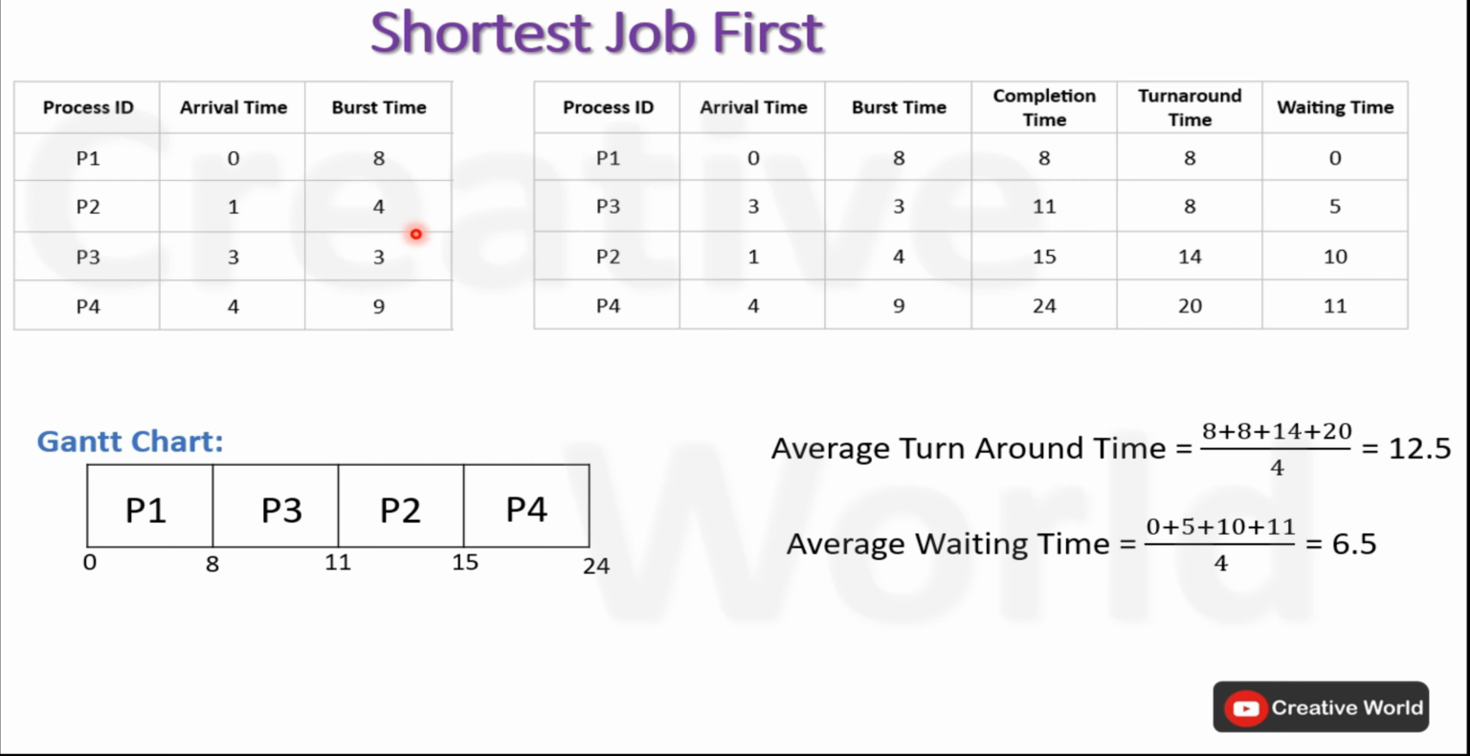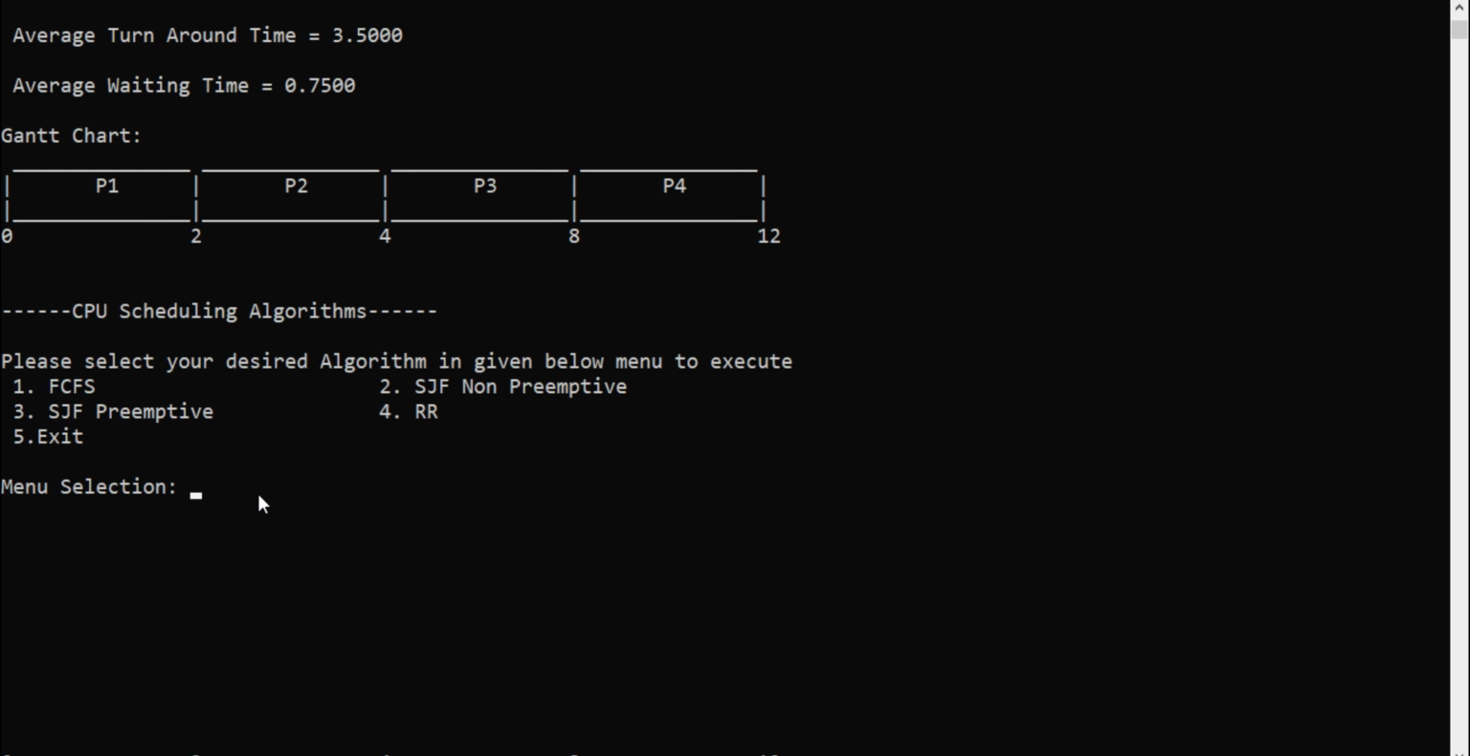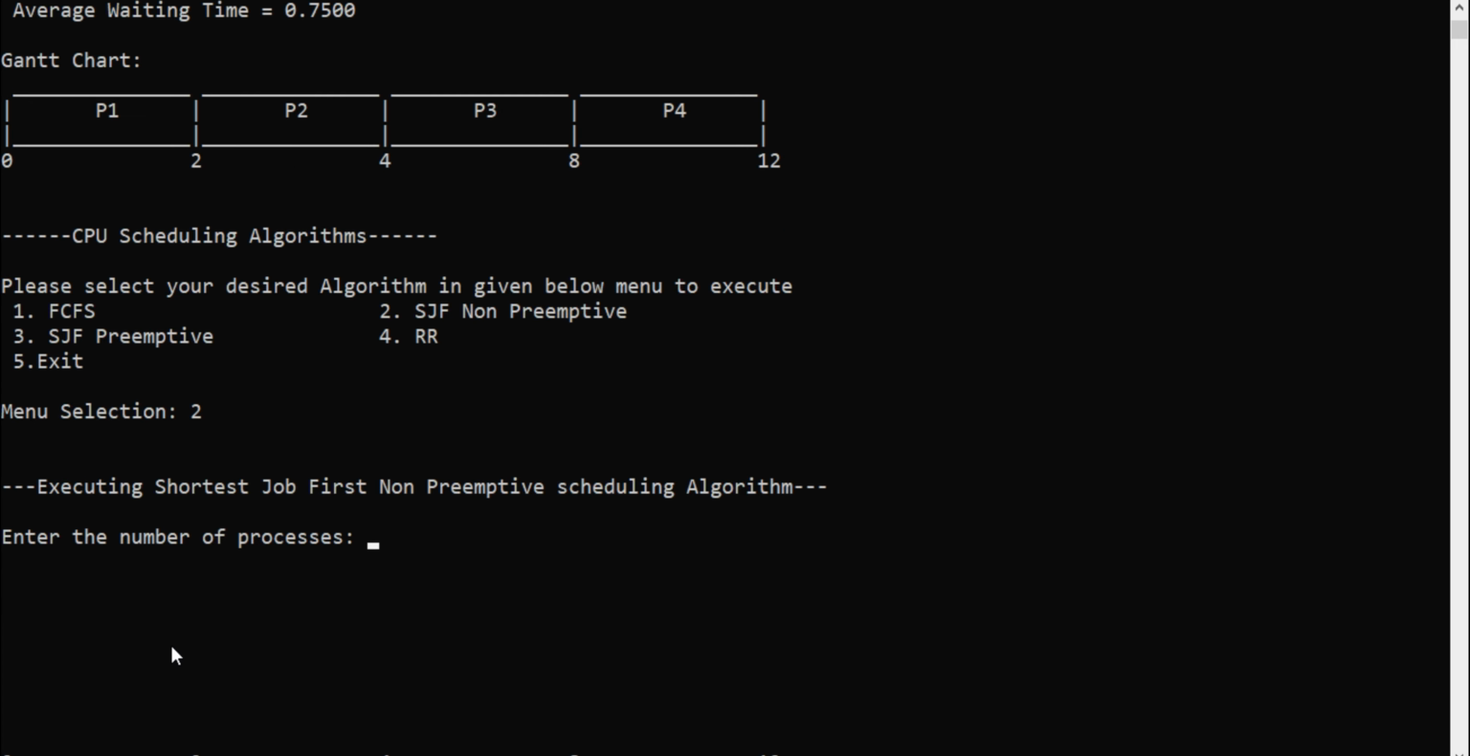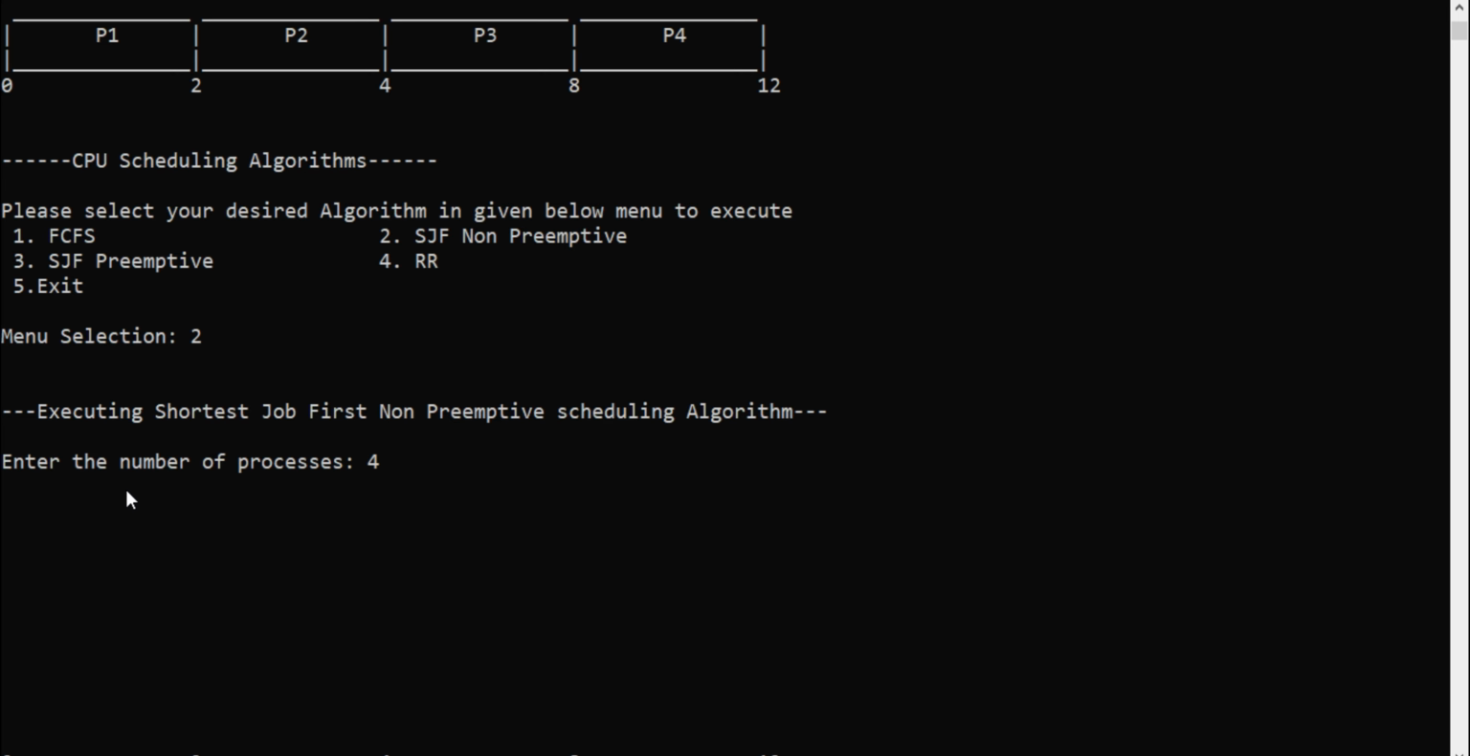Now we will implement this same example in our developed program to see the results. So this time we will select option 2 for the implementation of the shortest job first non-preemptive type algorithm. So select 2. After this a message is displayed: executing shortest job first non-preemptive type algorithm. Now it is asking for the number of processes. So there were 4 processes which we have discussed in the example.